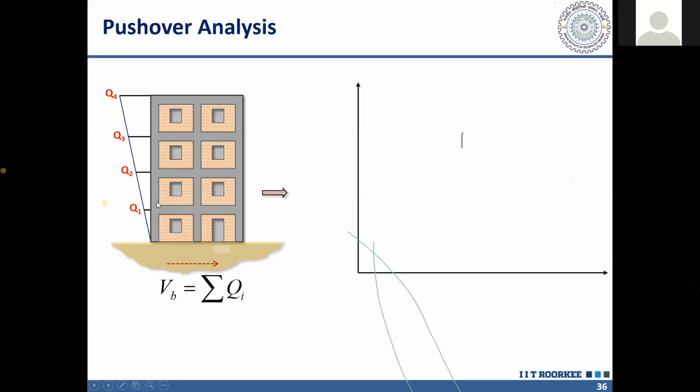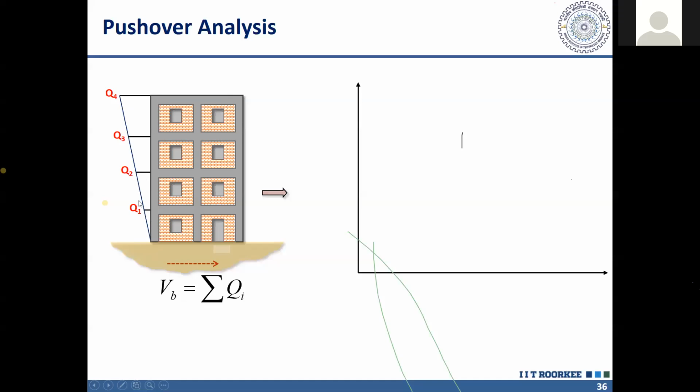So what we do, we analyze our structure under certain arbitrary load, but that is distributed as per the first mode shape, the fundamental mode shape. And when we apply that load, then I will get the demand capacity ratio. The demand will come from the analysis, capacity will come from the design. Whatever reinforcement I have provided, that is the capacity.